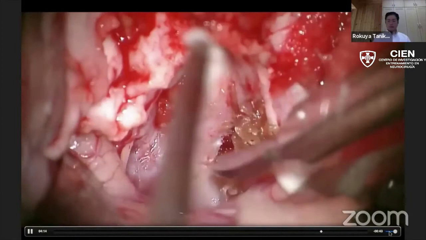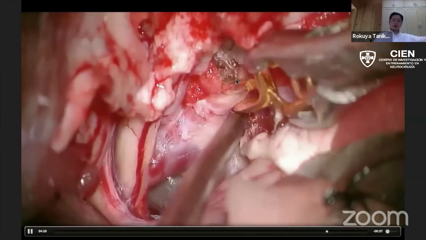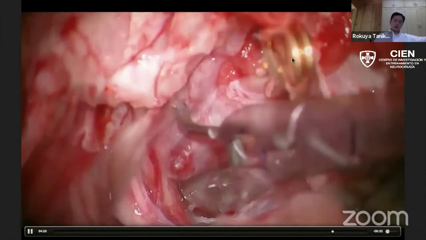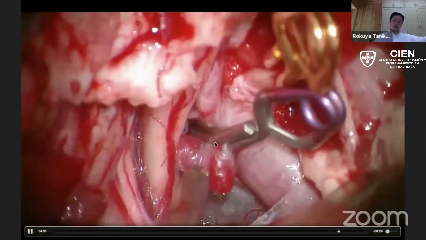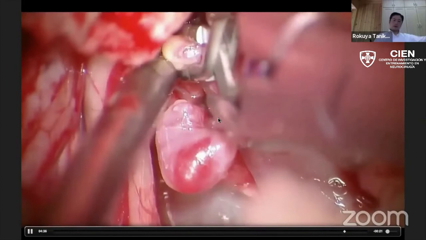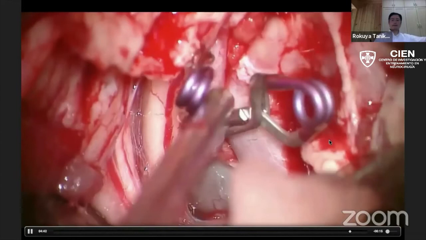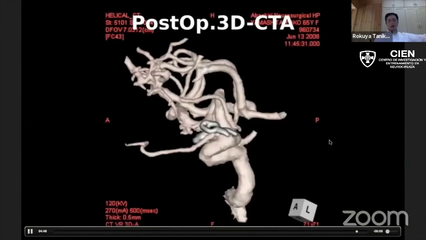Now, the C3 carotid has already been opened by opening the carotid oculomotor membrane, and then put the temporary clip on the C3 carotid to reduce the tension of the aneurysm, and put the clip on both aneurysms, preserving the ophthalmic artery. Like this.